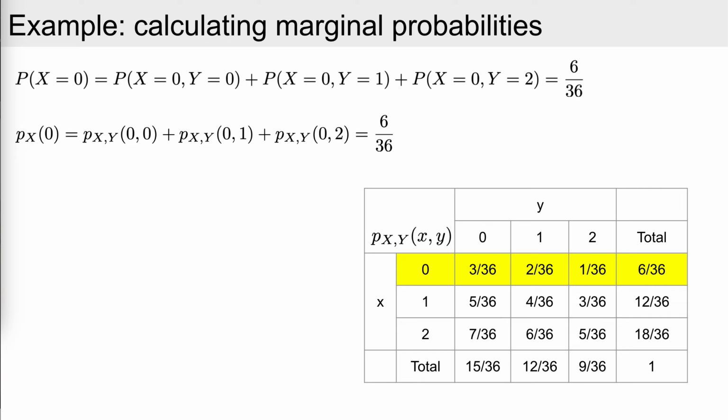Now, rewriting these specific probabilities as their corresponding joint and marginal PMFs, what we've shown is that the PMF of X evaluated at 0 equals the sum of the joint PMF of X and Y at x equals 0 and y equals 0, at x equals 0 and y equals 1, and at x equals 0 and y equals 2. In shorthand notation, the PMF of X at 0 is the sum of the joint PMF at x equals 0 and y equals little y across all possible y values, that is, y equals 0 to y equals 2.